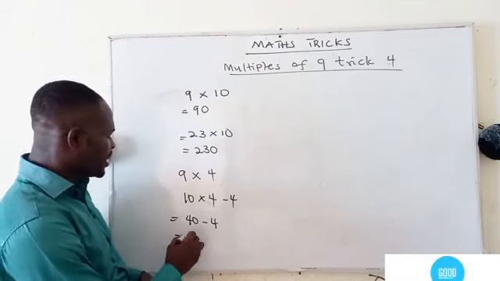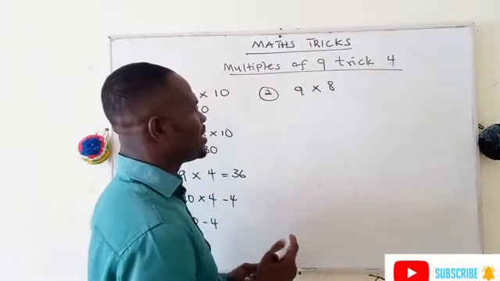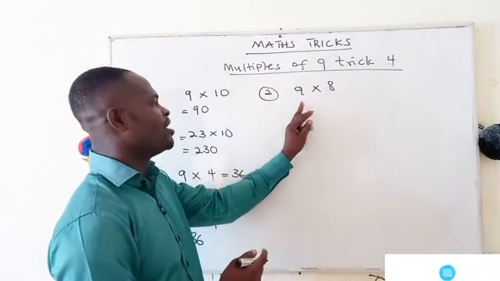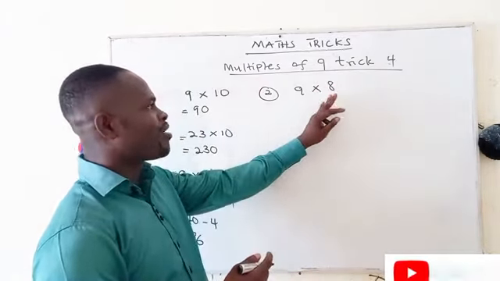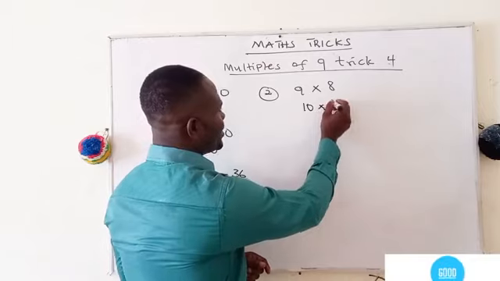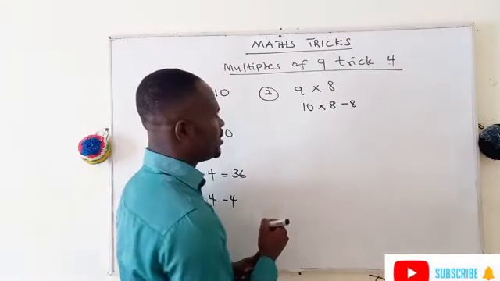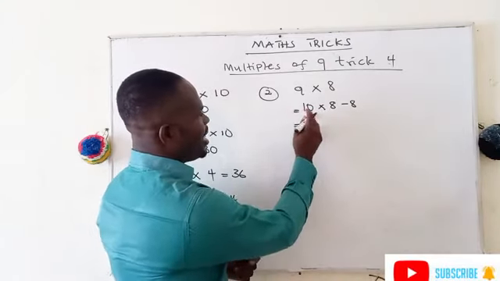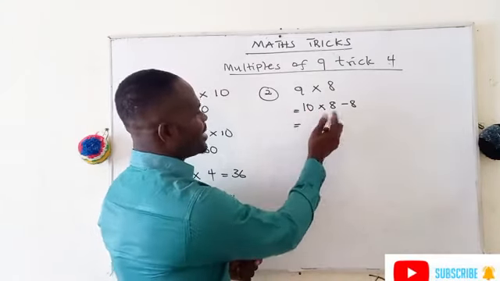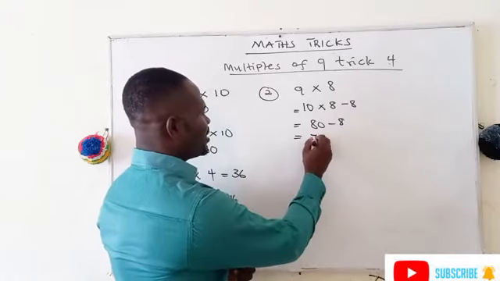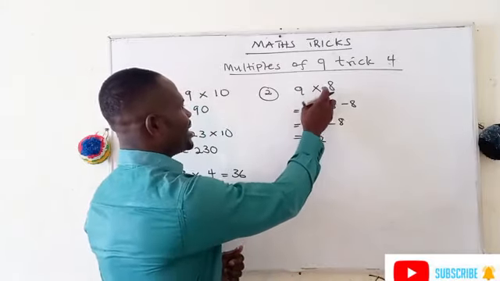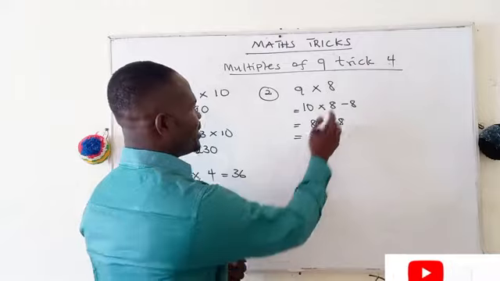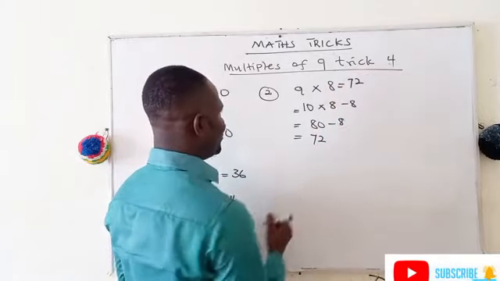Another example, we have 9 times 8. So instead of multiplying the 8 with the 9, we are rather going to multiply the 8 with 10. So you have 10 times 8, then you subtract 8 from it. So 10 times 8 will give you 80. Then the 80 minus the 8, you are going to get 72, which means that 9 times 8 will give you 72 as the answer.